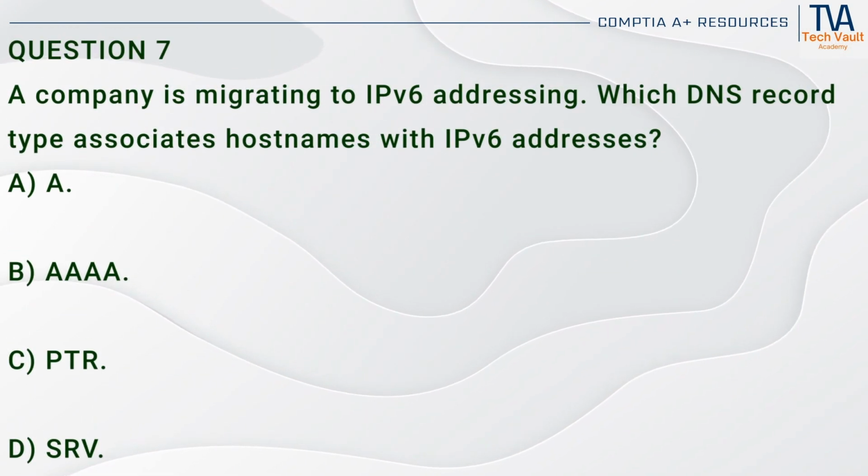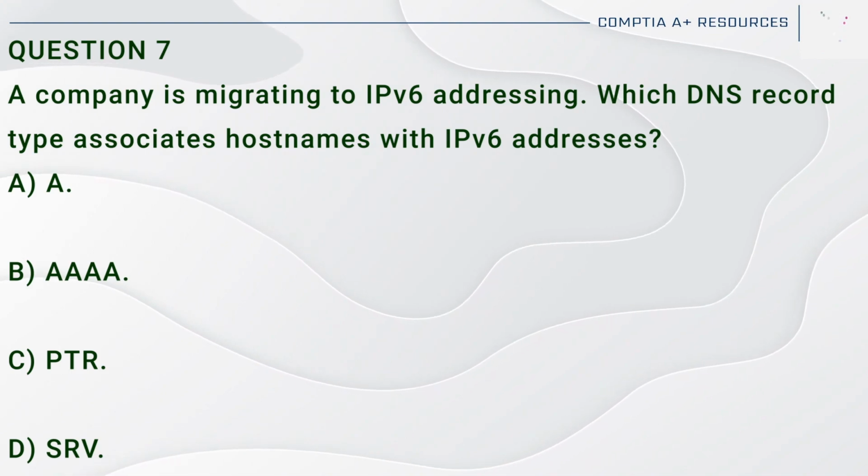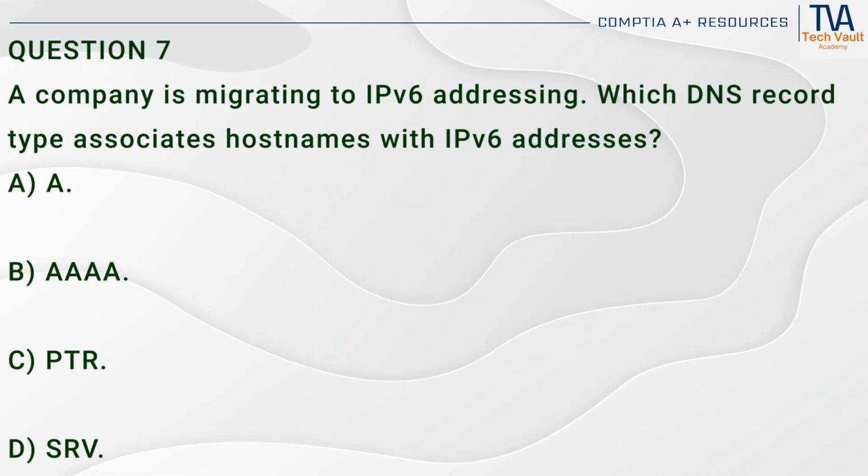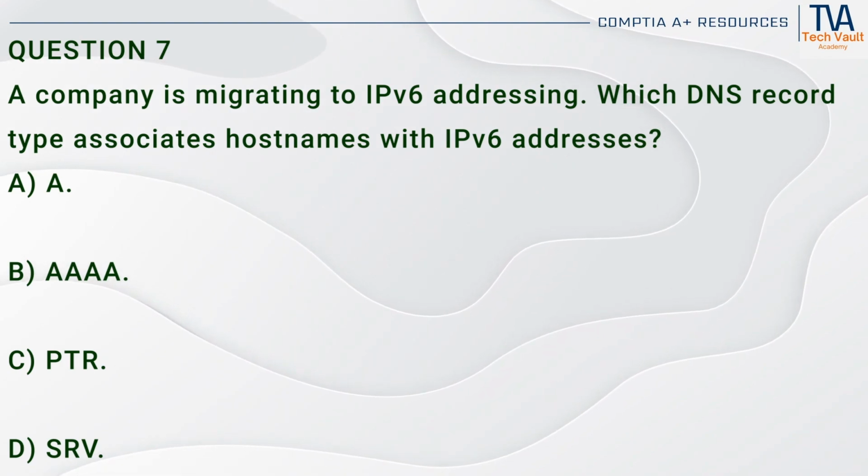Question 7. A company is migrating to IPv6 addressing. Which DNS record type associates hostnames with IPv6 addresses? A, A. B, AAAA. C, PTR. D, SRV.